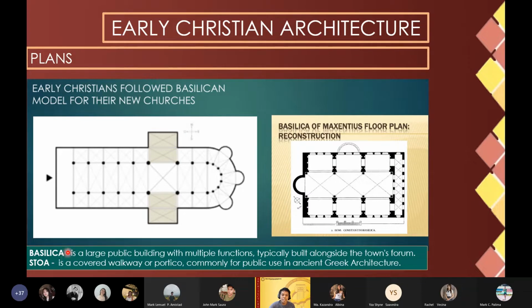So the basilica in Roman is equal to the stoa in Greek. Actually, these two terms, the basilica and the stoa, came out in our board exam. They compared them: if basilica is to Roman architecture, what is it in Greek architecture? In Greek architecture, it is the stoa, a covered walkway or portico, commonly for public use. So again, these types of buildings were for public use before, but during early Christian architecture, they were converted and became places for worship.